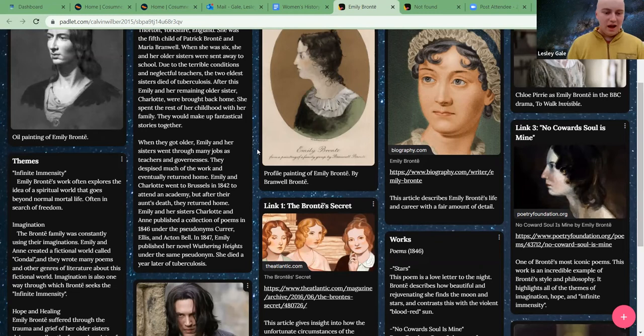Charlotte Bronte discovered the Gondal poems from Emily and Anne. Together they decided to publish an entire book of poems called Poems. They used pseudonyms to sound more masculine: Currer, Ellis, and Acton Bell. After mostly little to no success with that, Emily published her novel Wuthering Heights under the same pseudonym and then died the next year of tuberculosis.